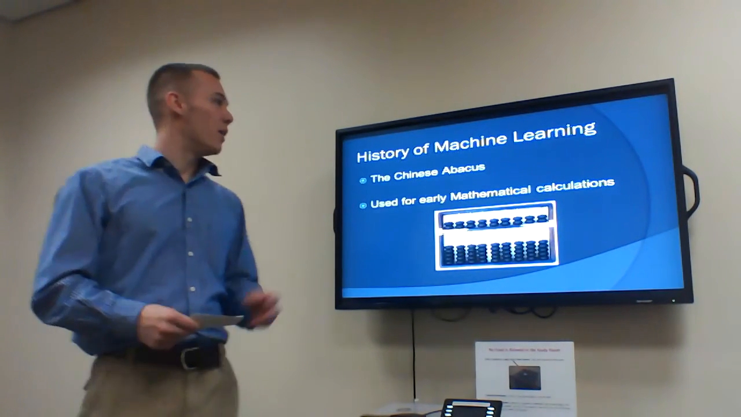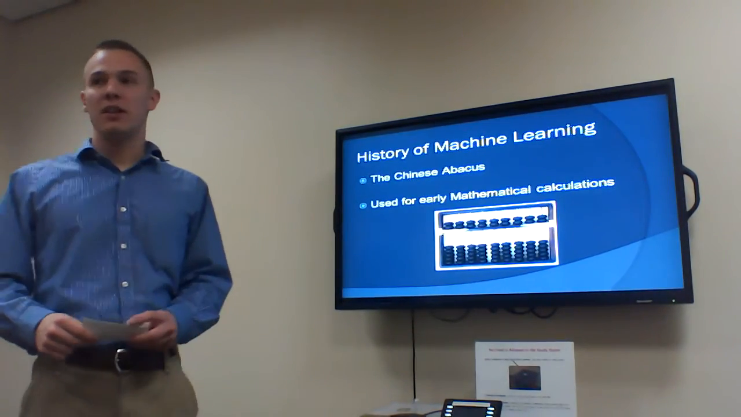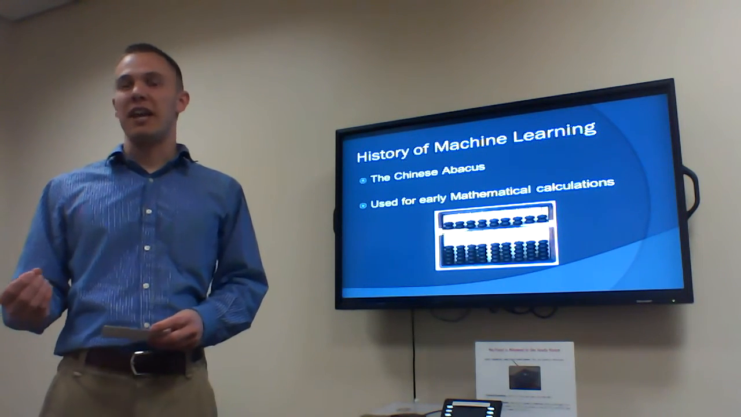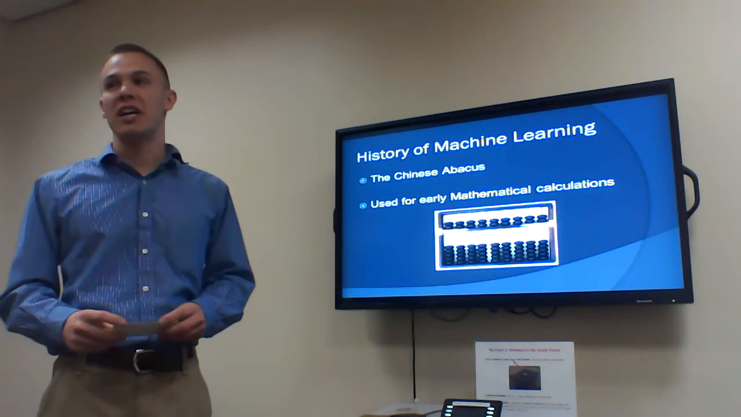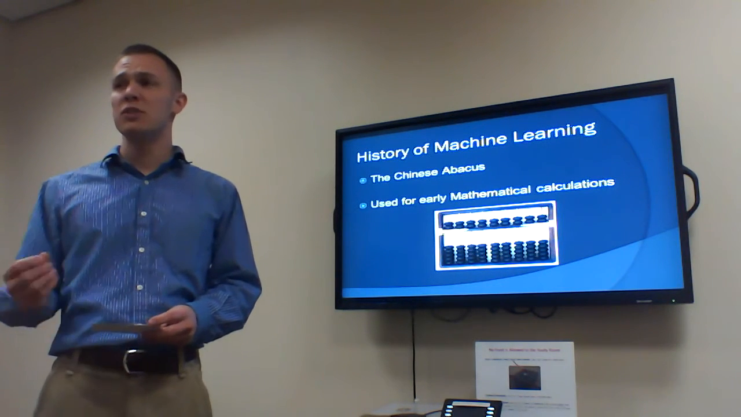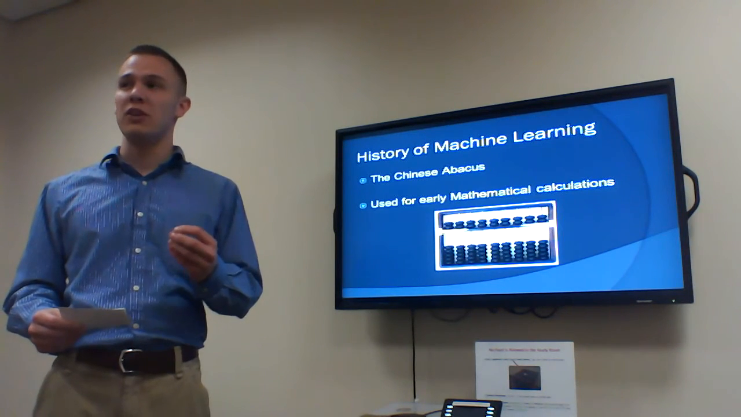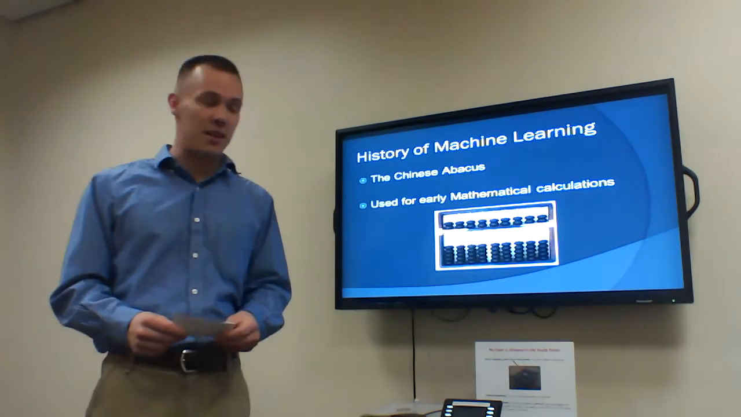All right, so the history of machine learning, we need to talk about the calculator. And the earliest form of the calculator is the Chinese abacus. This was used by early civilization to make mathematical calculations that they could not do in their head.